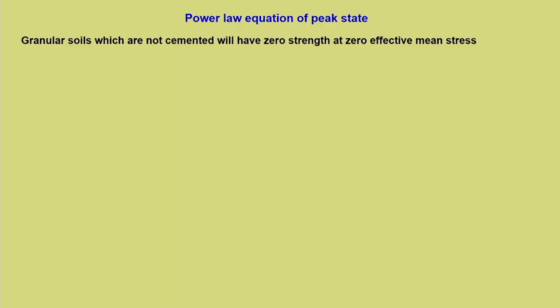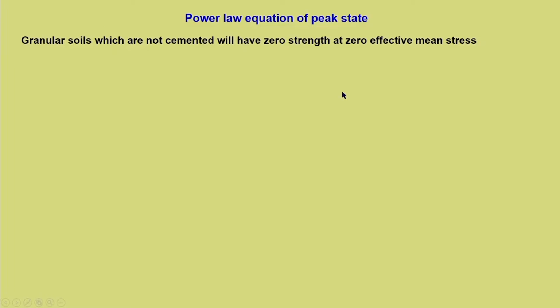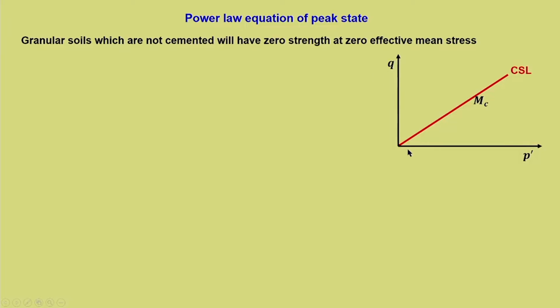So, if that is the case, is there a better model to represent peak state, which is even more general than the linear representation? Granular soils which are not cemented will have 0 strength at 0 effective mean stress. Now, this aspect is not considered in the linear representation for peak state. So, that is very important. So, when we represent the peak state using a linear fitting, it is bound to give an intercept, and this is not valid for soils which do not have cementation characteristics. So, let us see this in detail.